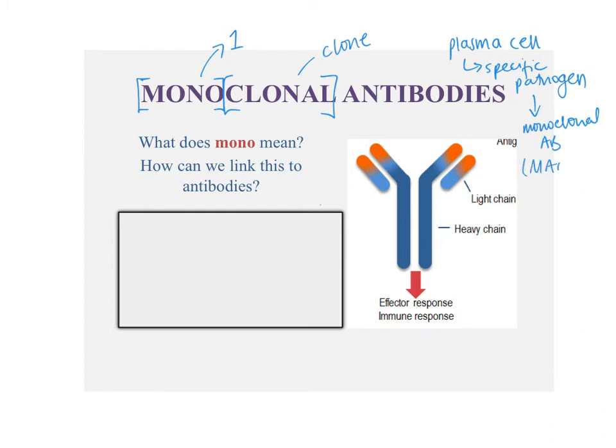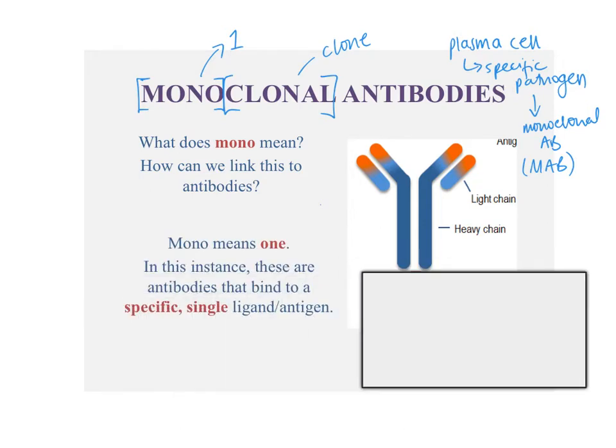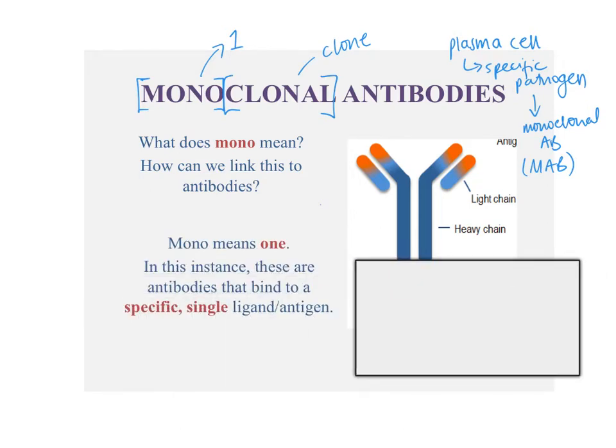Okay, and we're going to abbreviate through the rest of the PowerPoint as MAB, because I'm a lazy writer and can't be bothered to write it out each time. Now, definition-wise, monoclonal antibodies are antibodies that bind to a specific single ligand or antigen. And by single, we're talking about one focused target. We're not talking about the fact that this antibody can go and bind to whatever it fancies. We're specifically looking at it working on one target molecule.